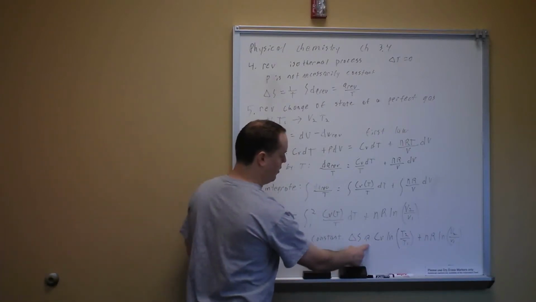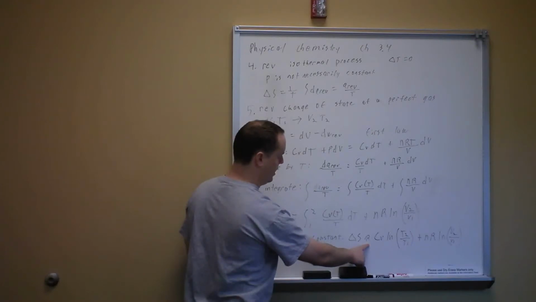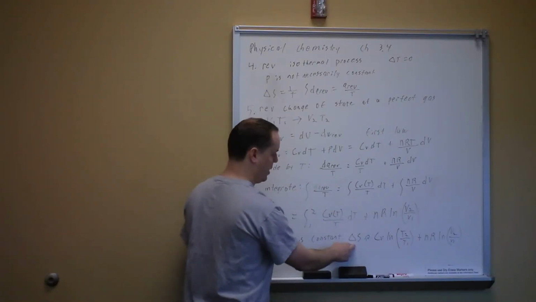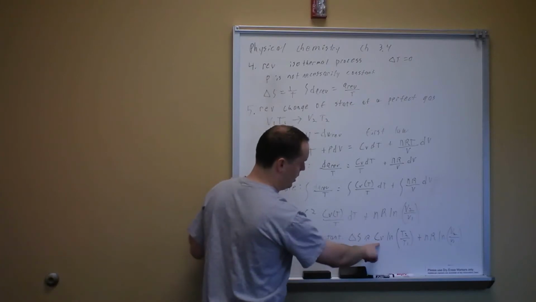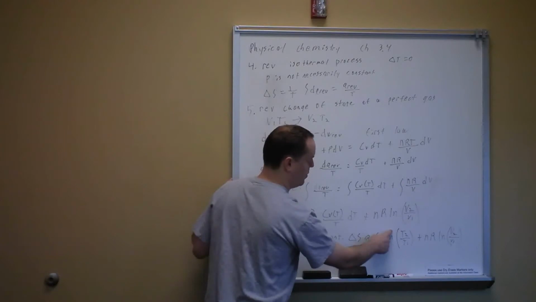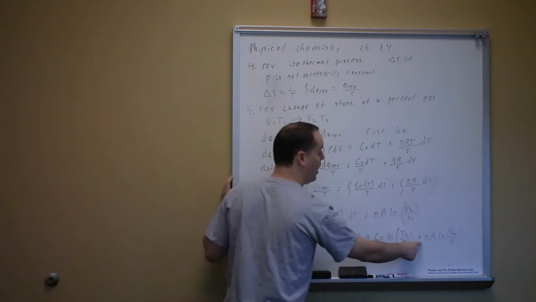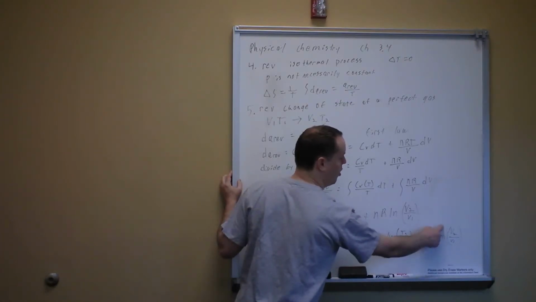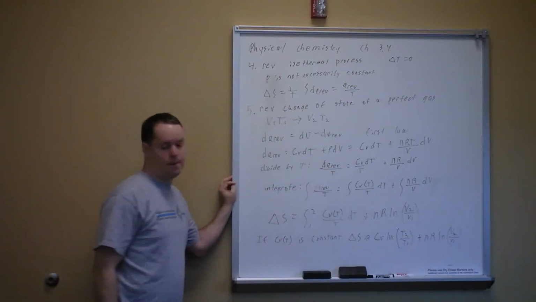Notice we're going to use the squiggly equals here to say it's approximately equal, because now we're just assuming that this is constant. So we get delta S is roughly equal to the heat capacity at constant volume times the natural log of temperature 2 over temperature 1, plus n, the number of moles, times R, the gas constant, times the natural log of volume 2 over volume 1.